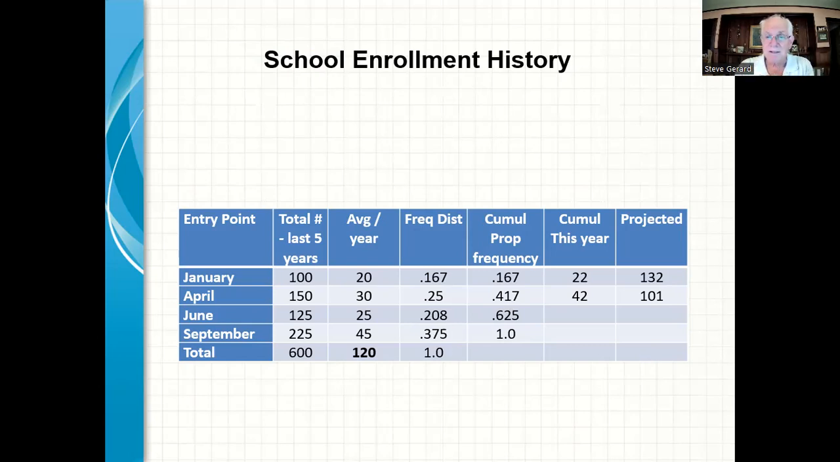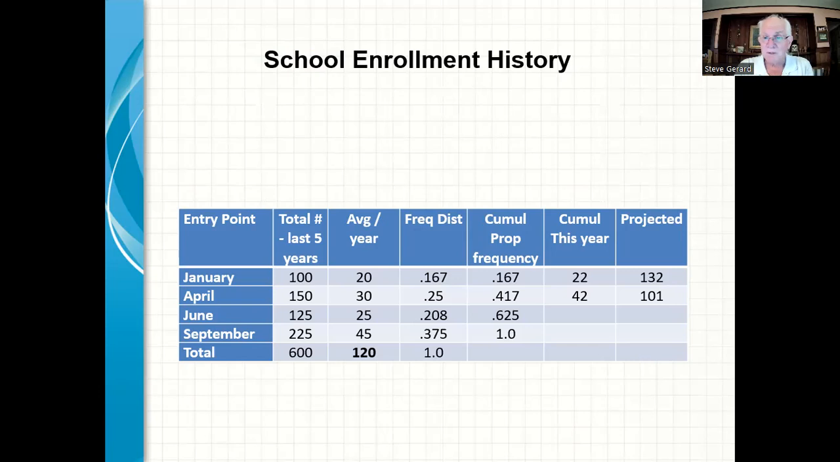If we have something like this, this year I can look at the number of students who enrolled, and say in January, I have 22 students enrolled. From that, I can project what my total year enrollment would be. The way I do that is I divide 22 by 0.167, and it gives me 132. That's my projected enrollment for the year based off my January enrollment numbers.